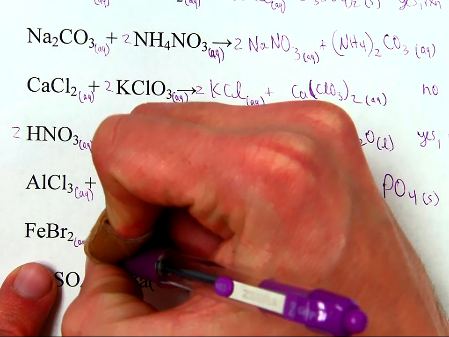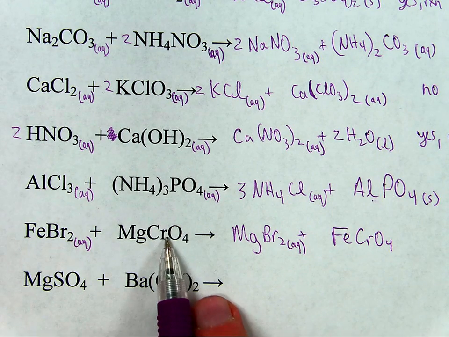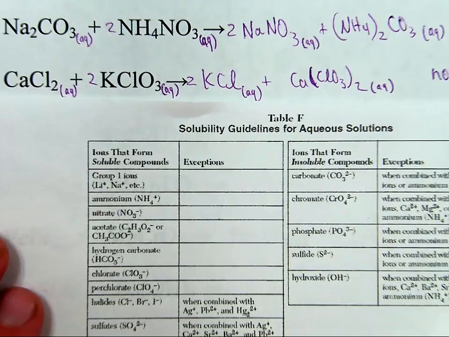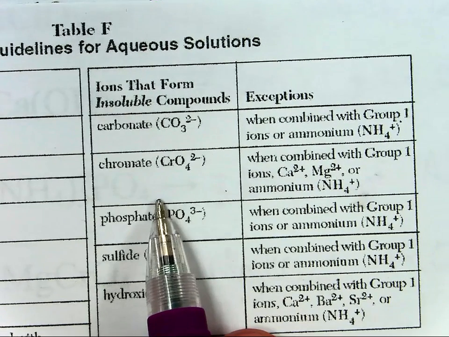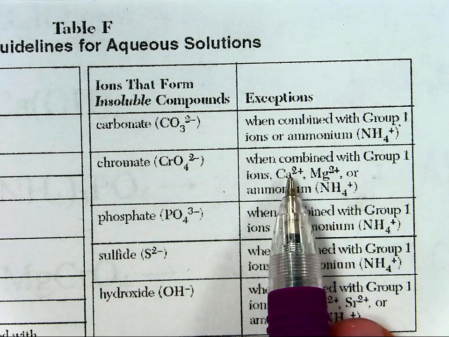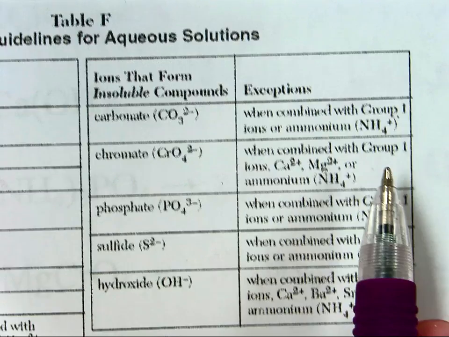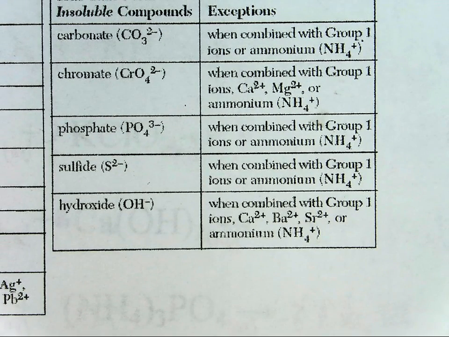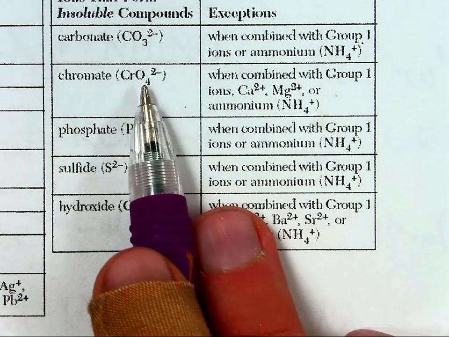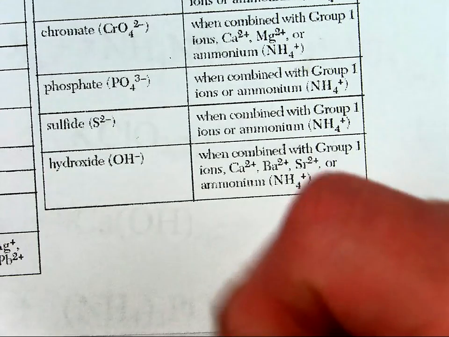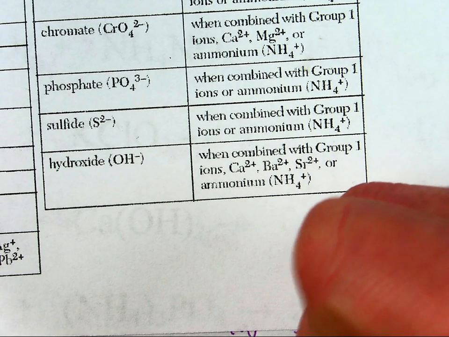Now for chromates, magnesium chromate and iron chromate. Looking at the list for chromates, here we go. Chromates will not dissolve in water. They're insoluble unless they're with group 1, calcium, magnesium, or ammonium. This chromate is with magnesium, so it is an exception to the chromates don't dissolve rule. Because it's an exception, it dissolves, and therefore we put AQ.